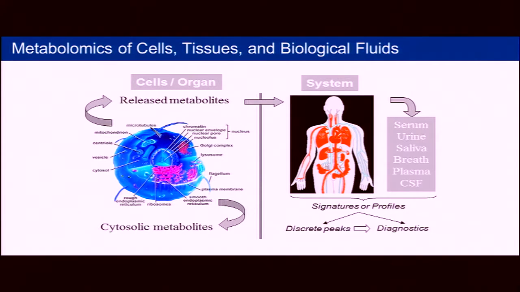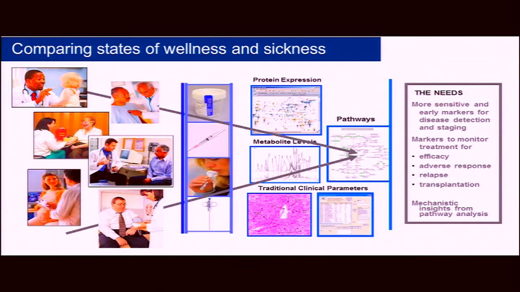As you all know very well, the cells and organs in the body release metabolites that can then be measured in our serum, urine, saliva, breath, our organs, CSF fluid, and then those can be analyzed. They can be analyzed so that we can compare different states of wellness or sickness, and it can allow us to find more sensitive and early markers of disease, or to monitor treatment, or again, more mechanistic insight.